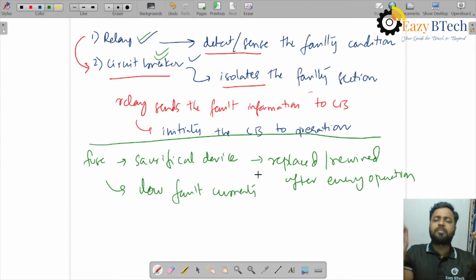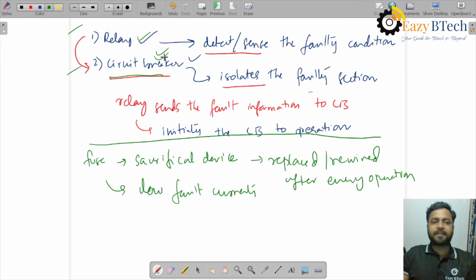Okay, it may not be able to detect those currents that are just slightly above the rated current. So these two problems are eliminated here by using a circuit breaker and relay combination. It eliminates these two drawbacks. We need not replace the circuit breaker after every operation.